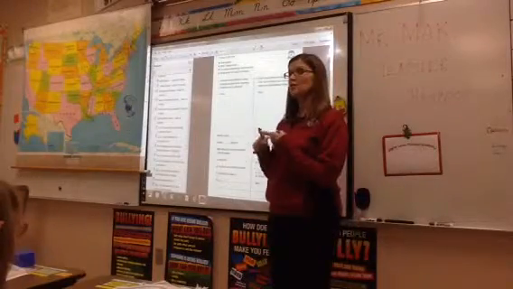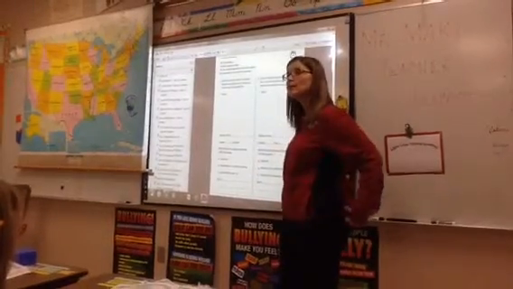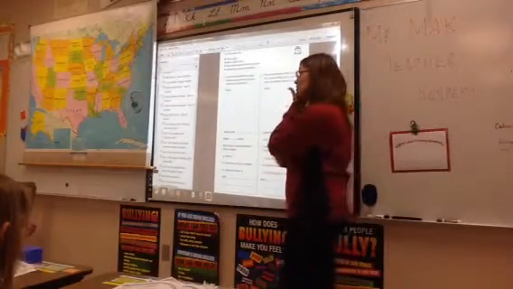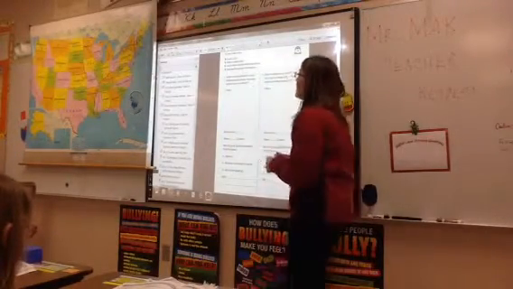Long division is subtracting over and over and over again. We're figuring out what we can multiply times a number, and then we take away from the original number. So let's read this first problem.